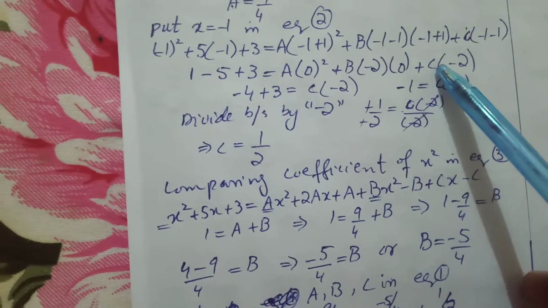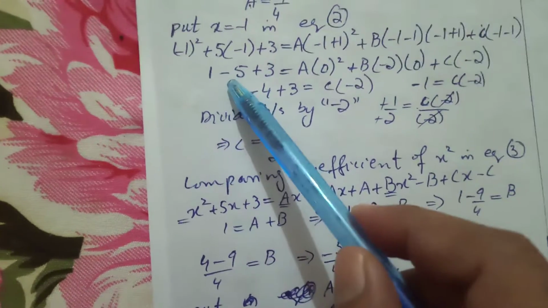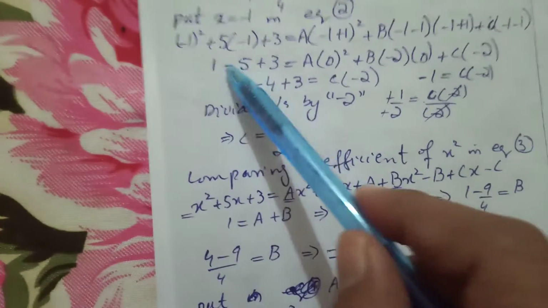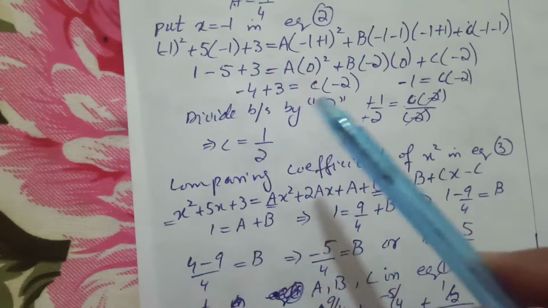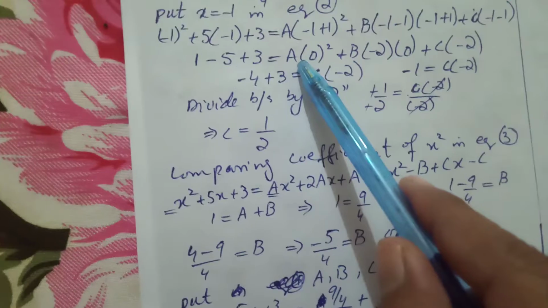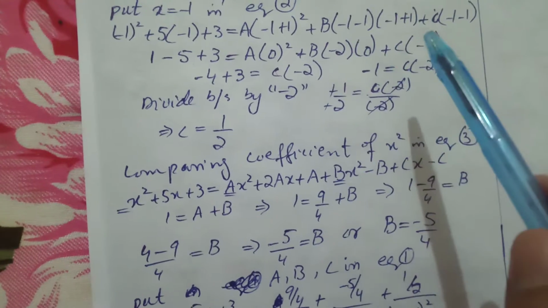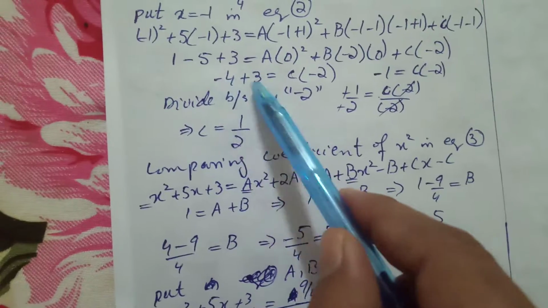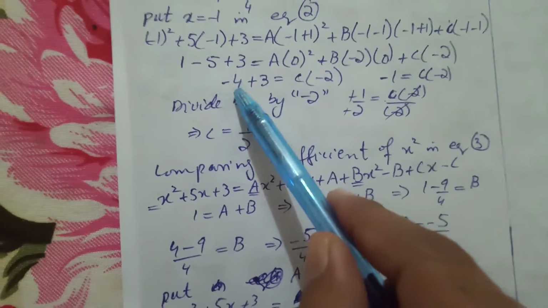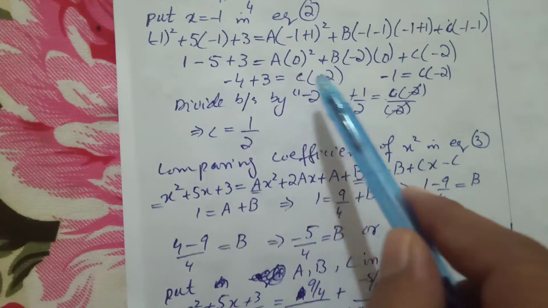Similarly, plus c into minus 1 minus 1, so it gave us minus 2. Now 1 minus 5 plus minus 5 plus 1, this is 4 with greater sign, so it is actually minus 4 plus 3. Similarly, this term will be finished because it is in product of 0. This term will be finished because this is in product of 0. Only c of minus 2, this is the remaining part. Now minus 4 plus 3, it gave us minus 1 with greater value sign. So this is minus 1 equal to c into minus 2.